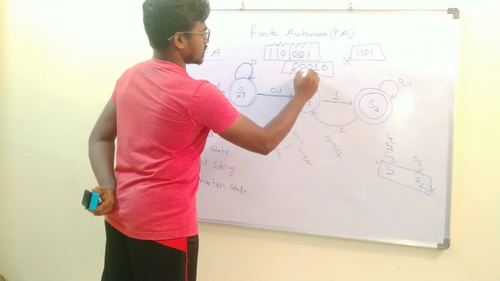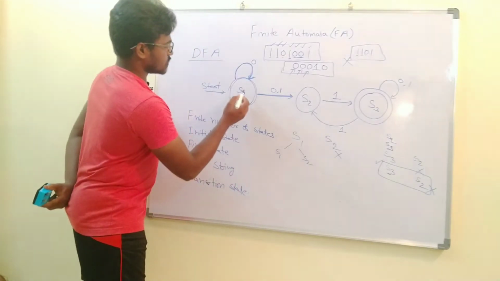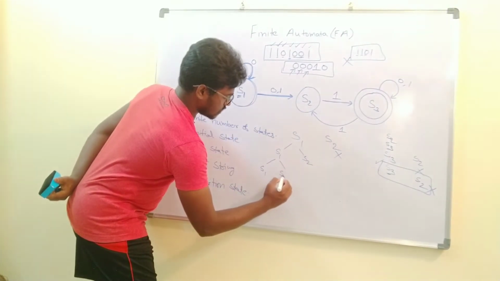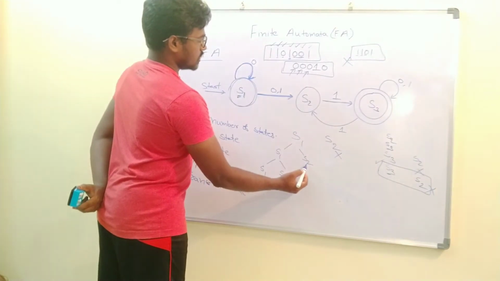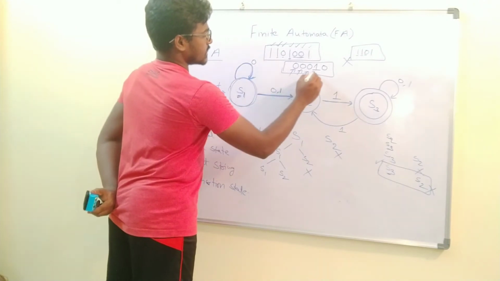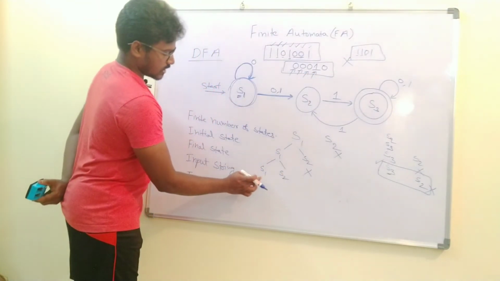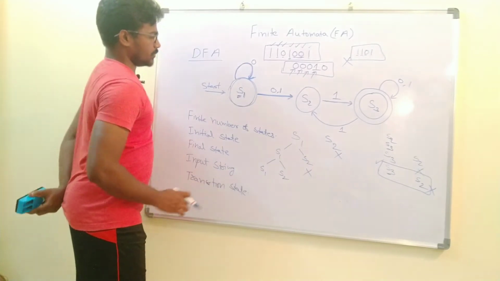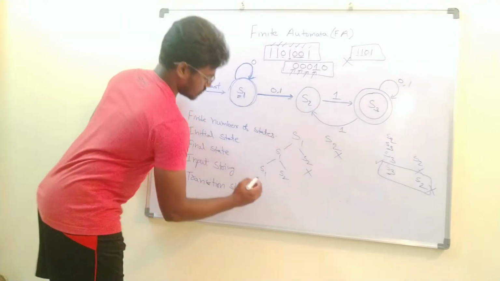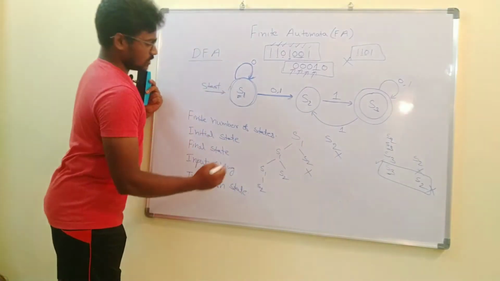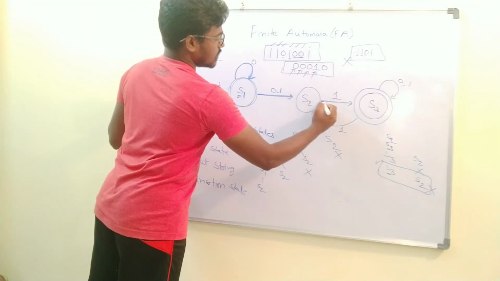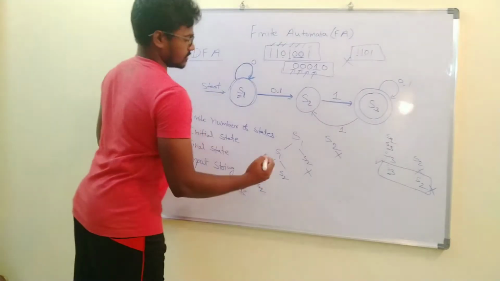Then take the next character 0. Again from S1 we have two paths, it can go to S1, it can go to S2. From S2, if it is 0, then there is no path, it closes. Then take the next character 1. Presently the state is in S1 and S2. From S1, if it is 1, then it must go to S2, so there is only one option. From S2, if it is 1, then it will go to S3.